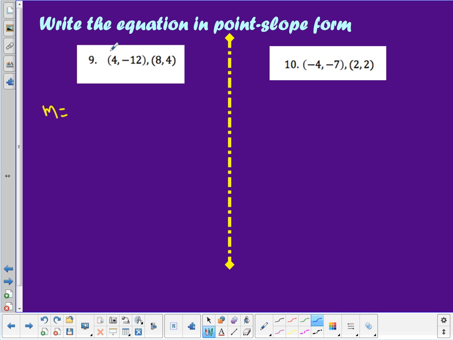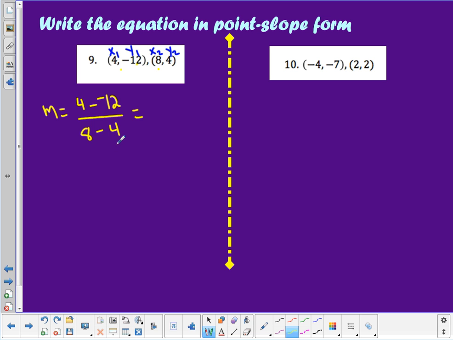Again, if it helps you, label your points. Here's an x value, here's a y value, here's an x value, here's a y value. Now it doesn't matter if you go first point minus second or second point minus first, as long as you do the same for both the y and the x. Okay, so I'm just going to go second point minus the first point. So I have 4 minus negative 12. And on the bottom, I have 8 minus 4. So that was y value minus y value, x value minus x value.